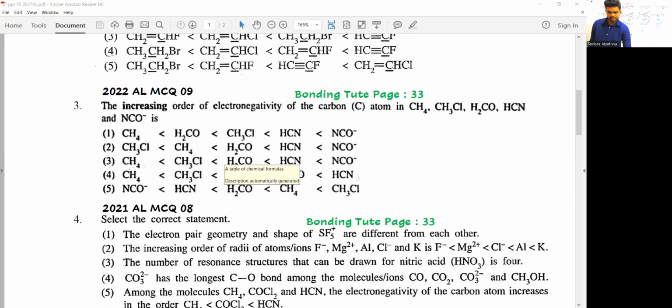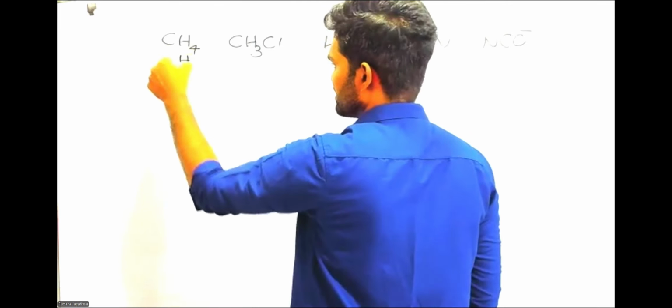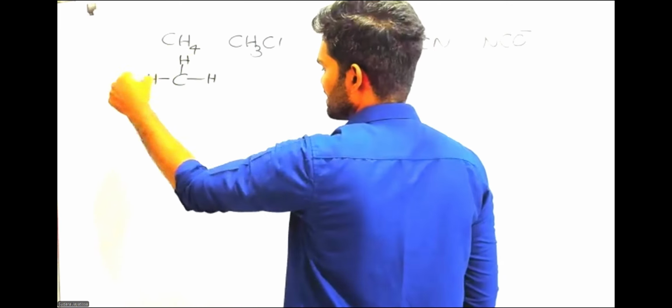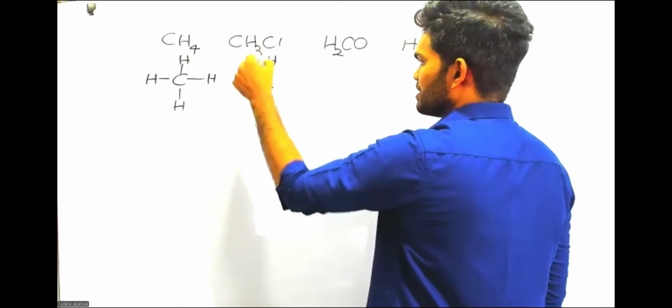So the third question is a similar one, from electronegativity. How do we get the answer? First of all, let's start with the structure. If you're missing the answer here, if you can't get the answer here, maybe the problem is with your Lewis structures. Let's find it out.